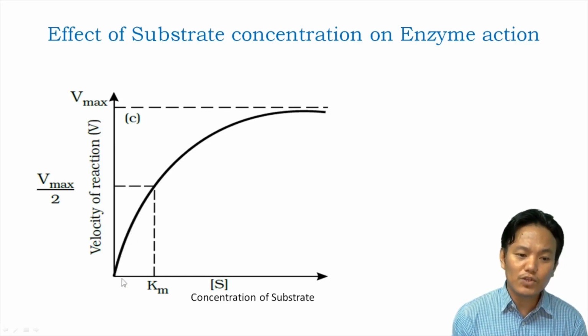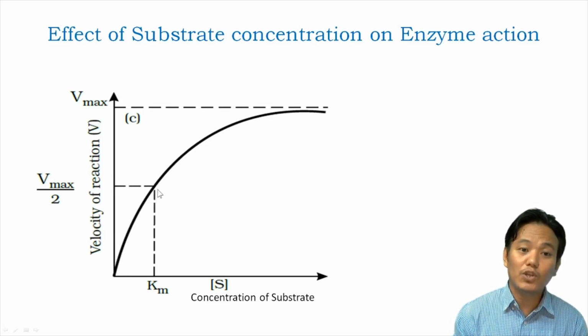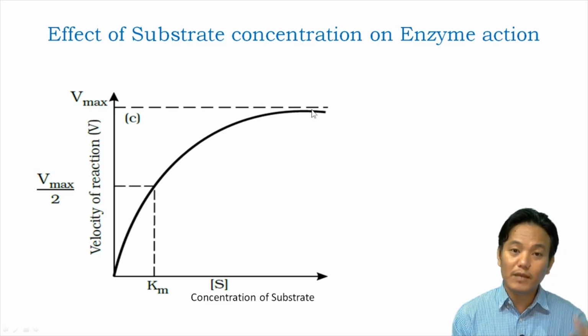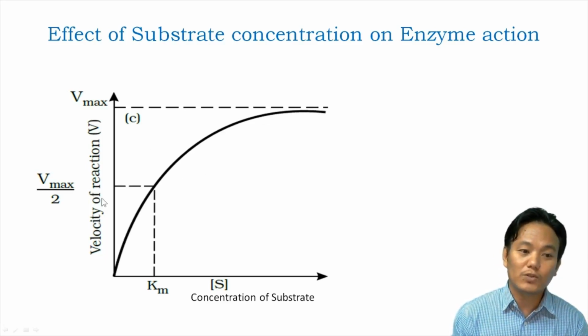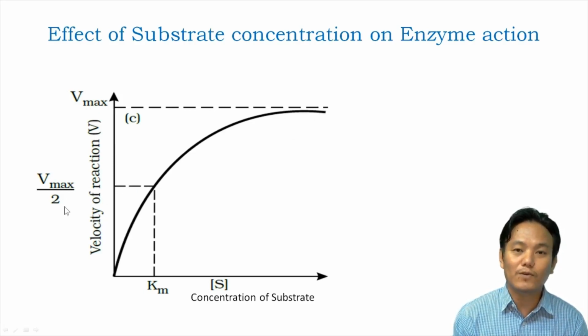When the substrate concentration increases, the velocity or the rate of reaction increases exponentially. At this particular level it will become steady. This steady level is V max, and half the velocity is half V max. So this is V max.